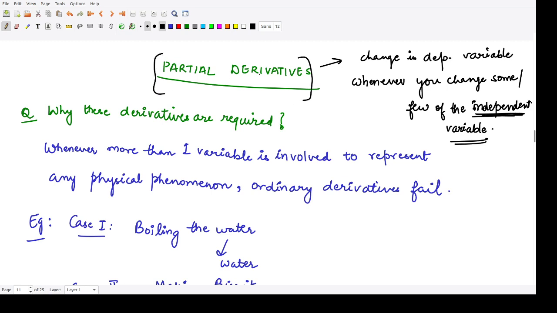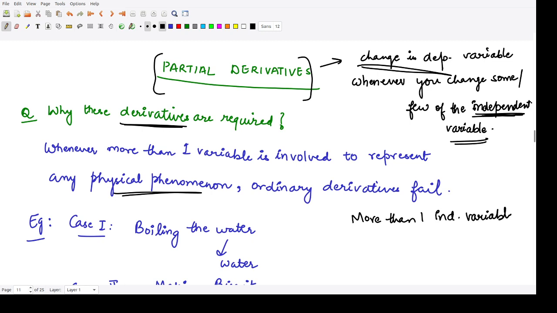So first of all, before getting to know what is this partial derivative and how can we calculate these, we have to see why these derivatives are required. So these derivatives are required whenever we wanted to see the change in dependent variable. But in various physical phenomena and various situations, and in most of the physical phenomena and most of the physical situations, you have more than one independent variable.